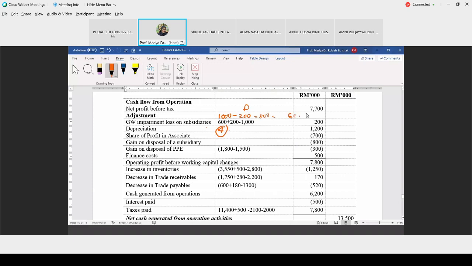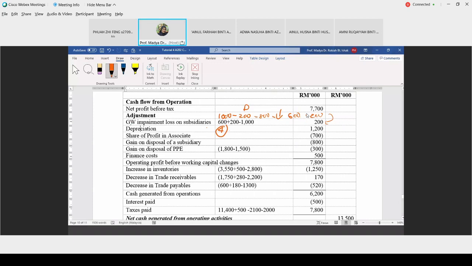You can start with the beginning balance minus the one that you dispose, which is equal to 800. Now the ending balance becomes 600, meaning there is a reduction of 200. So a reduction here means that there is a goodwill impairment. Okay, depreciation, item number 4.